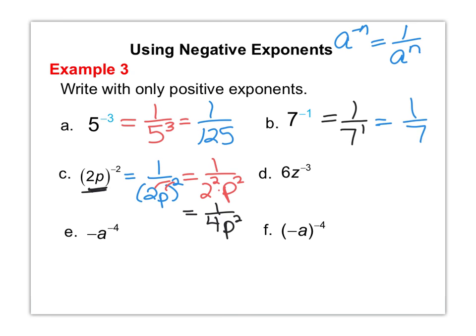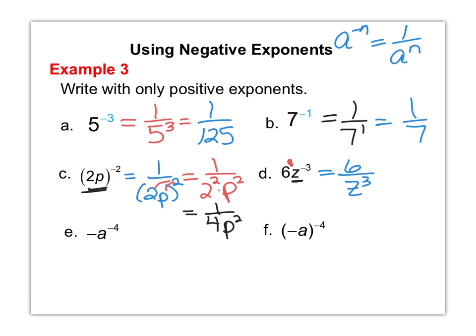In part D, the only thing raised to the negative exponent is the z. The 6 is already raised to a positive 1 power, so we don't move the 6, we only move the z. And that becomes 6, we can keep that in the numerator, and z to the third goes in the denominator. And we can leave our answer in that form.